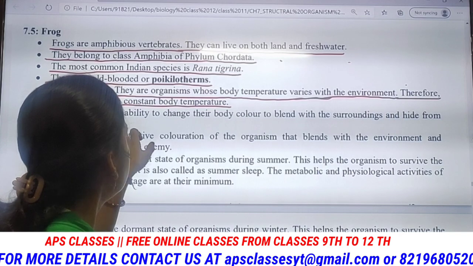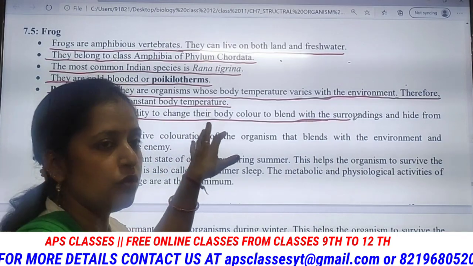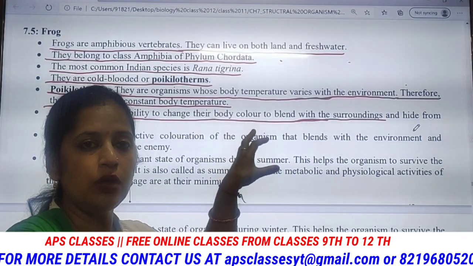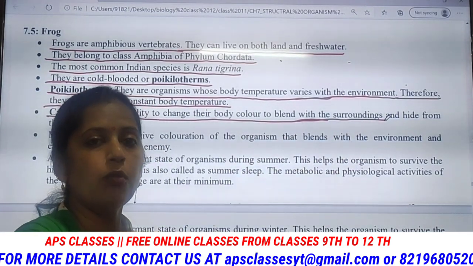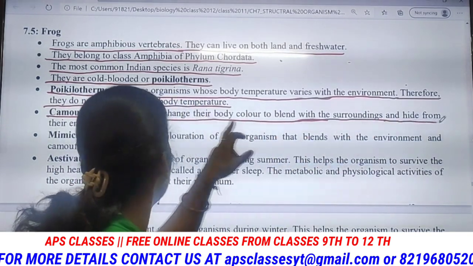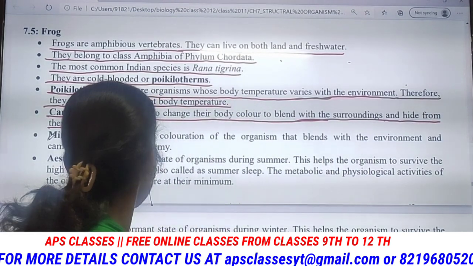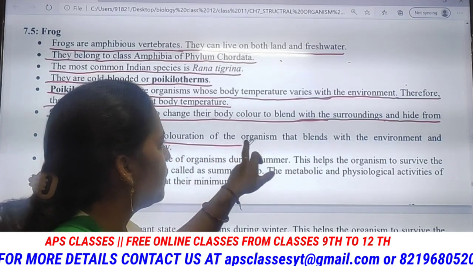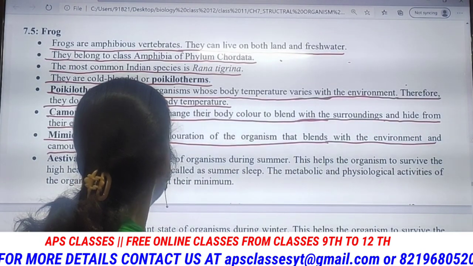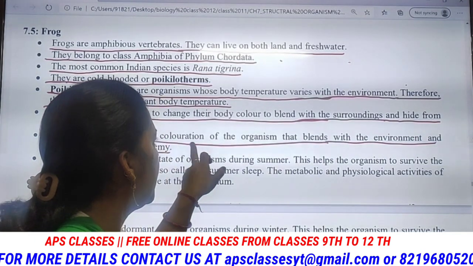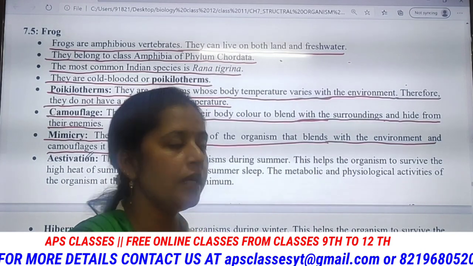Next is camouflage, the ability to change their body color to blend with the surrounding. So camouflage means they have the ability to change their body color according to the surrounding, and hide from their enemies. Next is mimicry. The protective coloration of the organisms that blends with the environment and camouflages it from the enemy.